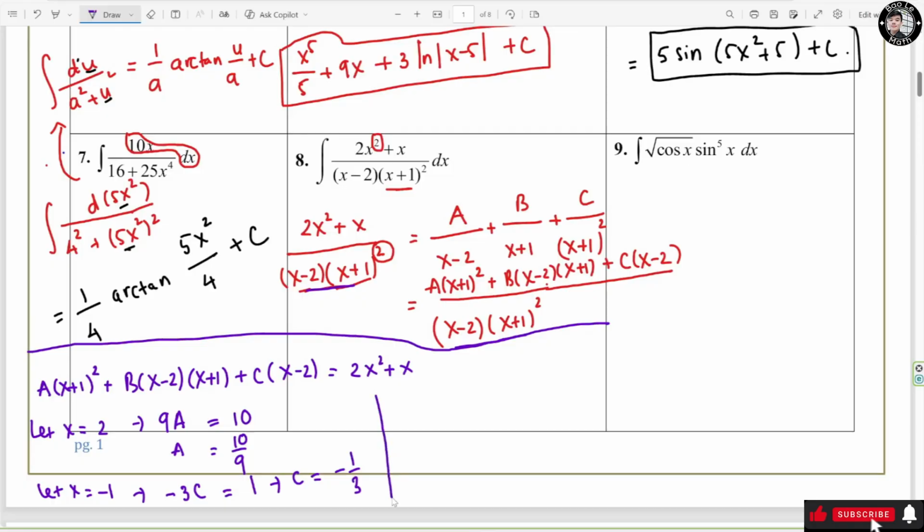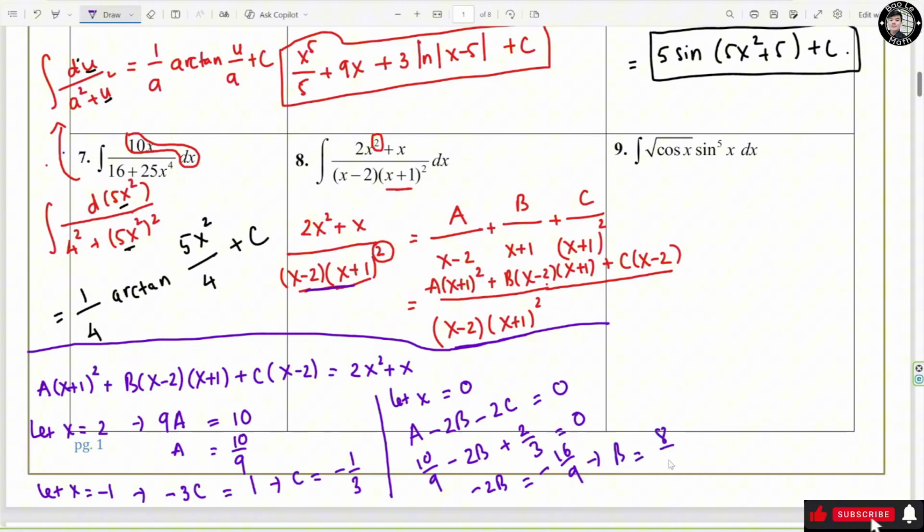Now to solve for B, you can let s be any number, right? So I'm going to let s be 0, right? Substitute over here, I solve for B, right? So I have A plus, substitute 0 for s over here, you have -2B, right? Substitute 0 for s over here, you have -2C equals 0, right? Now A equals 10 over 9, so I have 10 over 9 minus 2 times B minus 2 times C, but C equals -1 third, so it will be plus 2 third equals 0, right? So -2B equals -16 over 9 right here, right? Then B equals 8 over 9, right?